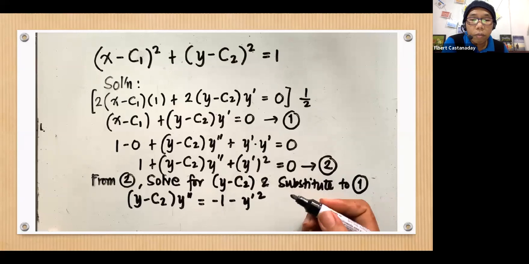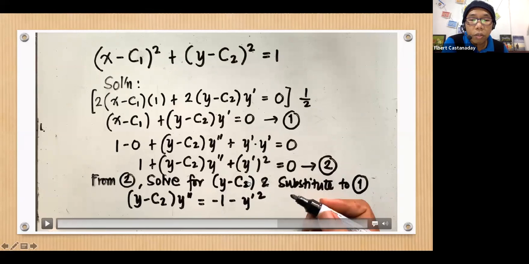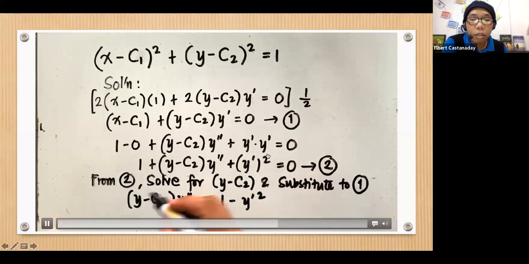Okay, so ito, notation na to. So you can also write this y prime squared into this format. You need not to put parentheses. Understood na yun. Okay, so let's continue.